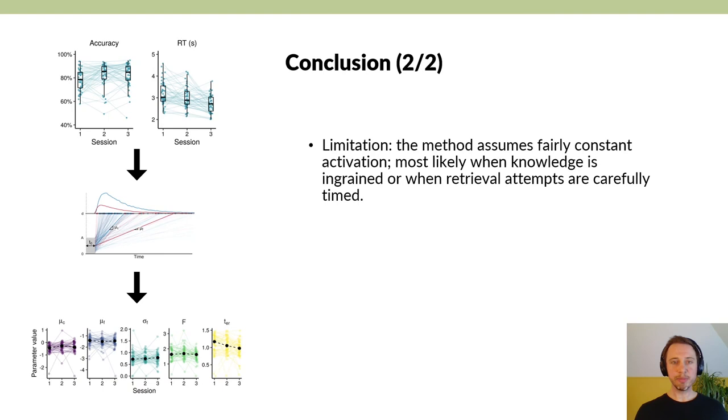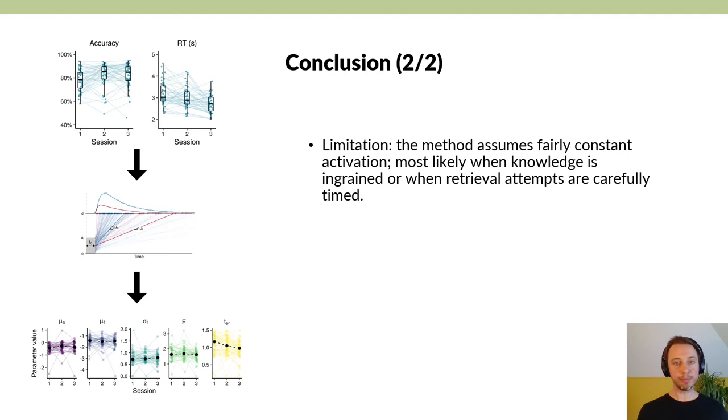Now, an important limitation of the method I've described here is that it assumes that the activation of memory chunks is relatively constant, since the model assumes that all retrievals of a particular chunk come from the same underlying distribution. And this assumption is most likely to be met either when the knowledge is so ingrained that there is essentially no decay over the span of a task. This is the case with linguistic knowledge, for example, or when the retrieval attempts are timed such that the activation is always roughly the same, as was the case in our empirical example.